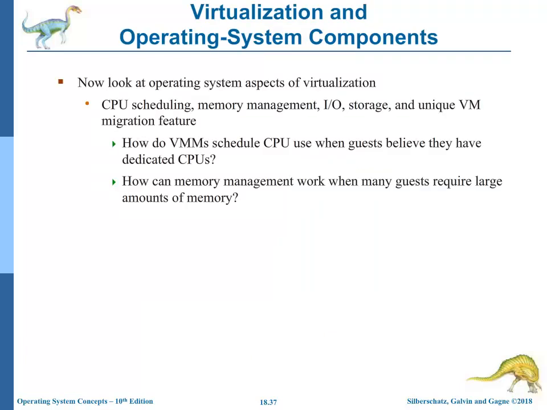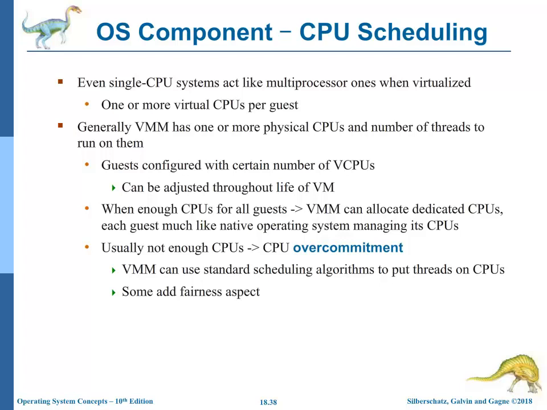Let's take a look at the operating system in virtualization. So how does a virtual machine manager schedule CPU use when guest operating systems believe they have dedicated CPUs? How can memory management work when many guests require large amounts of memory? In virtualization, even a single CPU system frequently acts like a multiprocessor system. The VMM, Virtual Machine Manager, has a number of physical CPUs available and a number of threads to run on those CPUs. The threads can be VMM threads or guest threads.